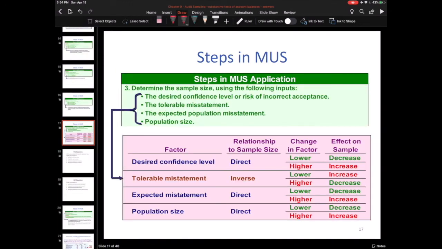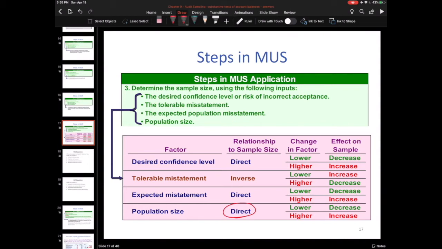The next step is determining my sample size using these 4 inputs that we talked about earlier. Remember, this is going to be a little bit of a change, even though this is based on attribute sampling theory, which doesn't typically use population size. Population size will come into play when we use MUS, and population size will have a direct impact on sample size.